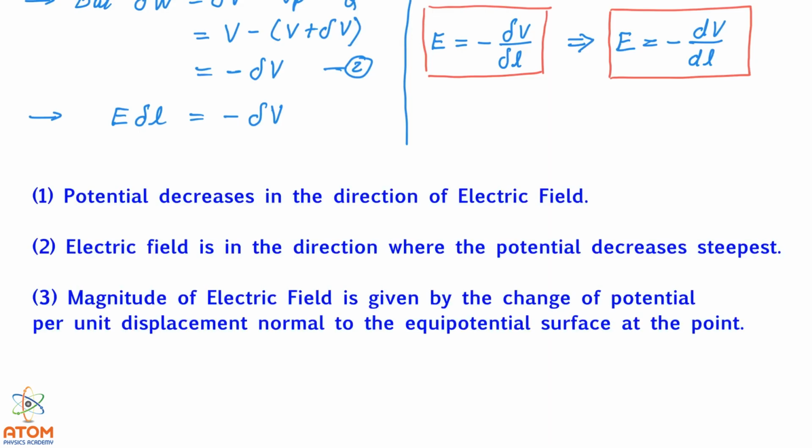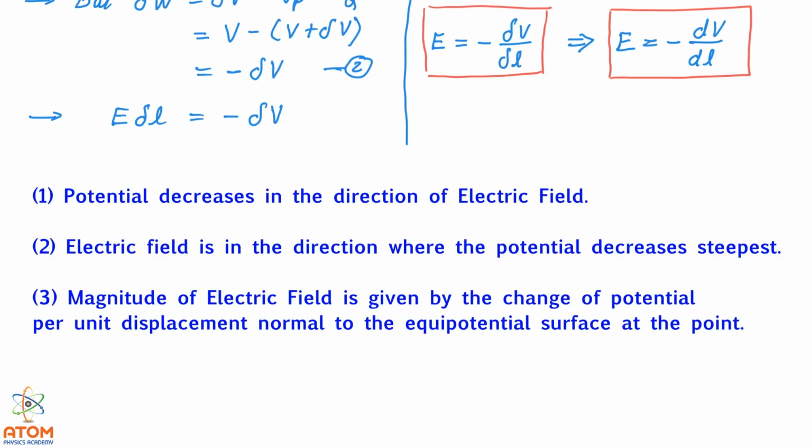Here are the facts. The first is the potential decreases in the direction of the electric field. See, this minus sign suggests that only, that in the direction of the electric field delta V is negative. That means the change of potential is negative. That means the potential is decreasing in the direction of the electric field. That is the first fact.